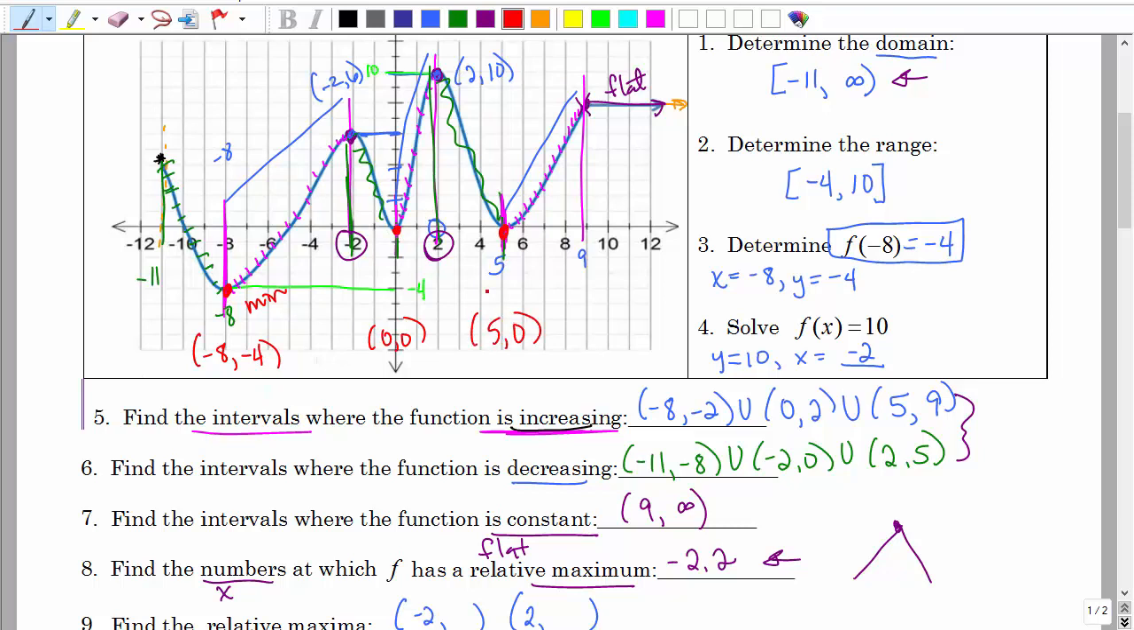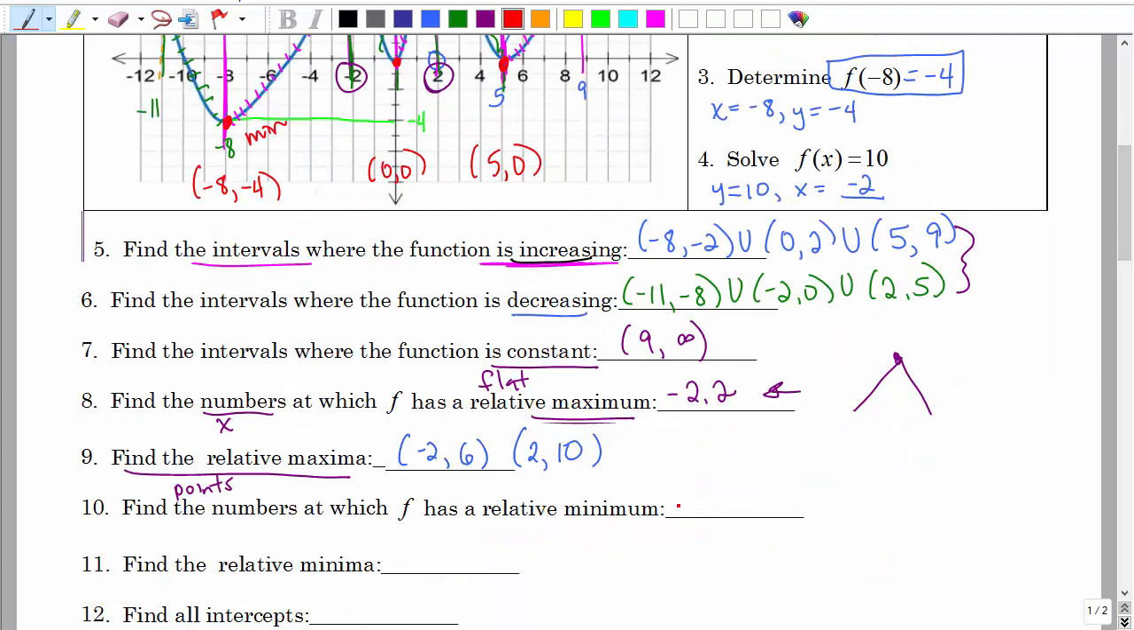So we have 3 relative minima. The numbers would be at -8, at 0, and 5. Remember, these are just the x values. This means the points. Again, some books mean just the y values, but let's just stick with the points to make it easier. So we have that point, that point, and that point, and those are your minima.